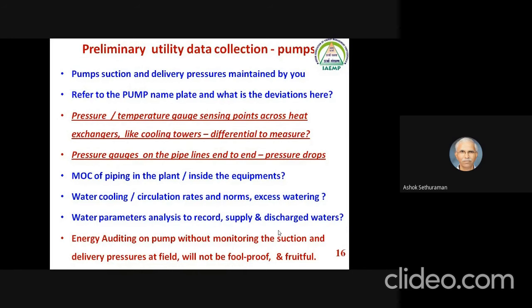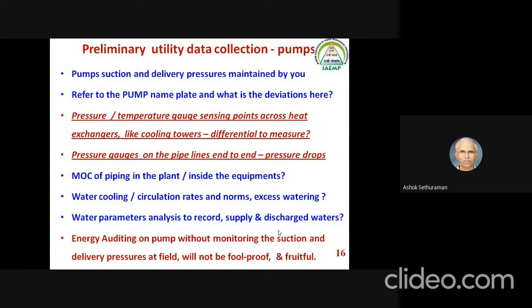The water parameters, what is supplied to the industry, what is delivered out or exhausted out, what is in the ETP, everything is to be monitored. And are we within the norms? That is more important. An energy audit on a pump without monitoring the suction and delivery pressures at the field is not at all worth doing, because it will be only a power audit. Unless you monitor the suction pressure and the discharge pressure, the suction pressure also should be measured after the suction strainer, before the pump flange.